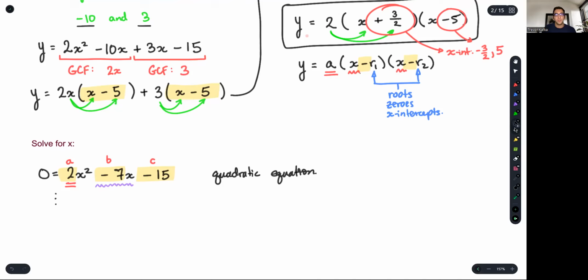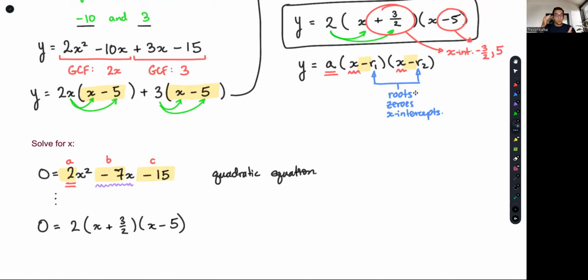And as a result, what you would find is 0 equals 2 times (x plus 3/2), times (x minus 5). That would be your result. You'd use exactly the same procedure. You'd get that same result on the right-hand side. This is the factored version. So this is fully factored.